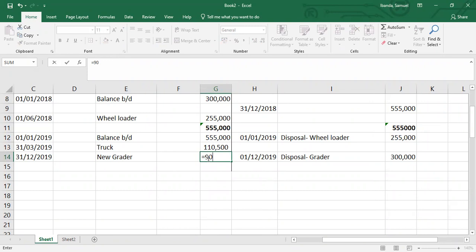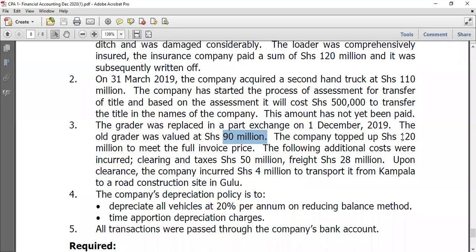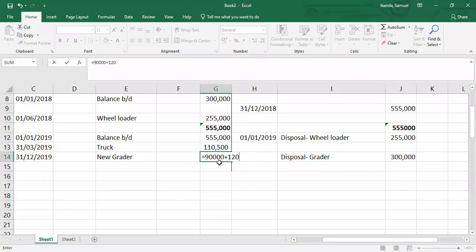because in the asset account, we are recognizing the value of the asset. So part of the value of the new grader includes the old grader, which was 90 million. So the first value of the new grader is the 90 million, which I'm going to recognize as the 90,000. Then I'm going to add the top up. Now, when you look at the question very well here, the company topped up 120 million to meet the full invoice value. So I'm going to top up 120 million, right there.